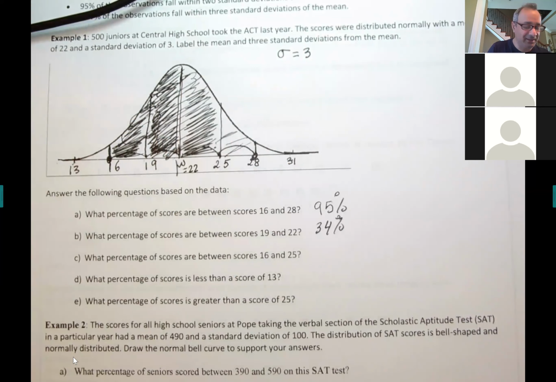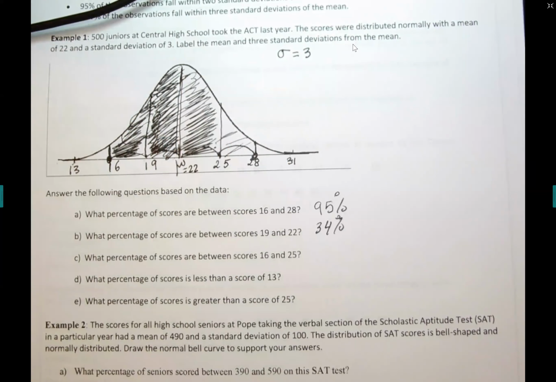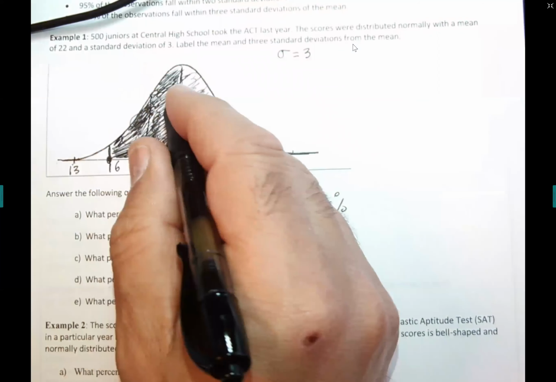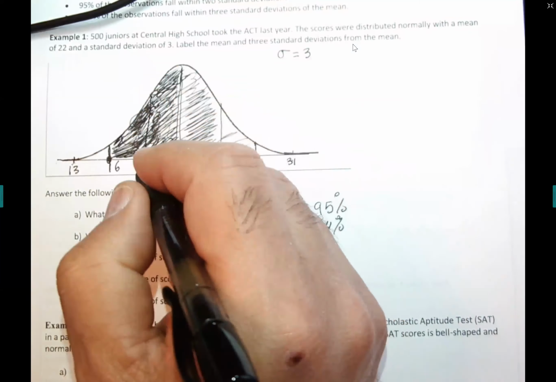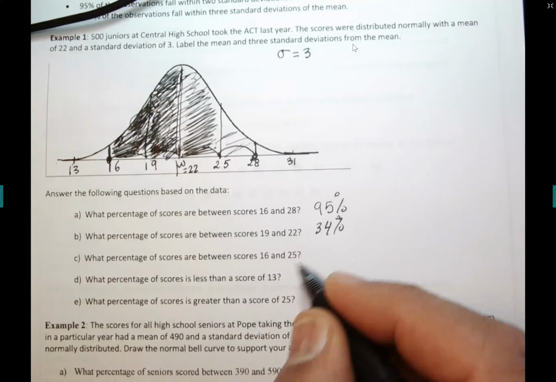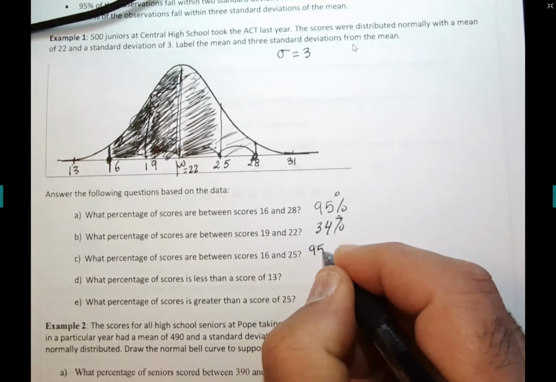Okay, let me see what you guys think. Any ideas? Would you guys agree with me if I tell you that this is half of 95%? Agree? No? Yes? This is half of 95 because it's 2 standard deviations to the left. So this is half of 95%. I'm going to put 95 divided by 2.